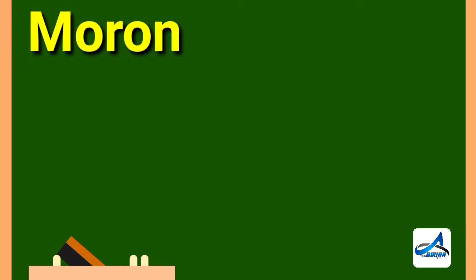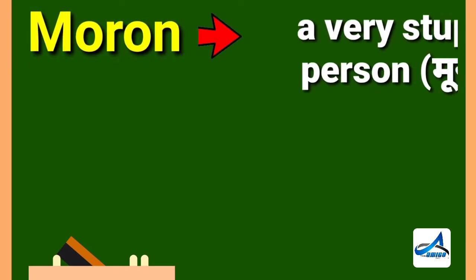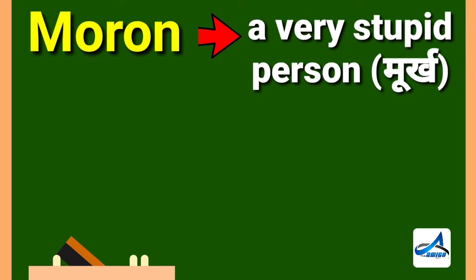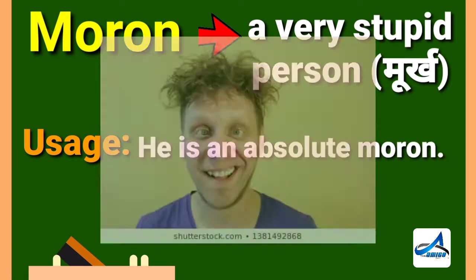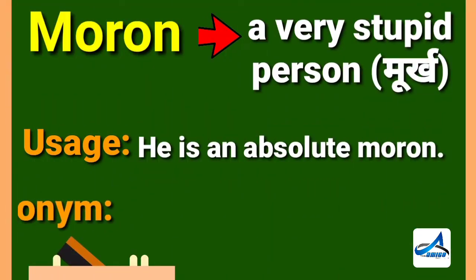The first word that I have for you is moron. Friends, moron means a very stupid person. Its Hindi meaning is murkh. Now look at its sentence. He is an absolute moron. Its synonym is fool.